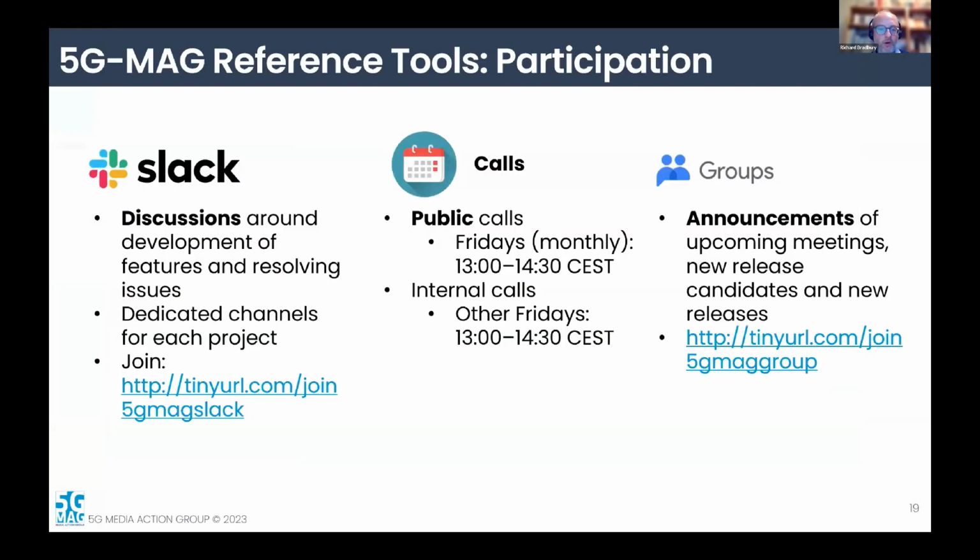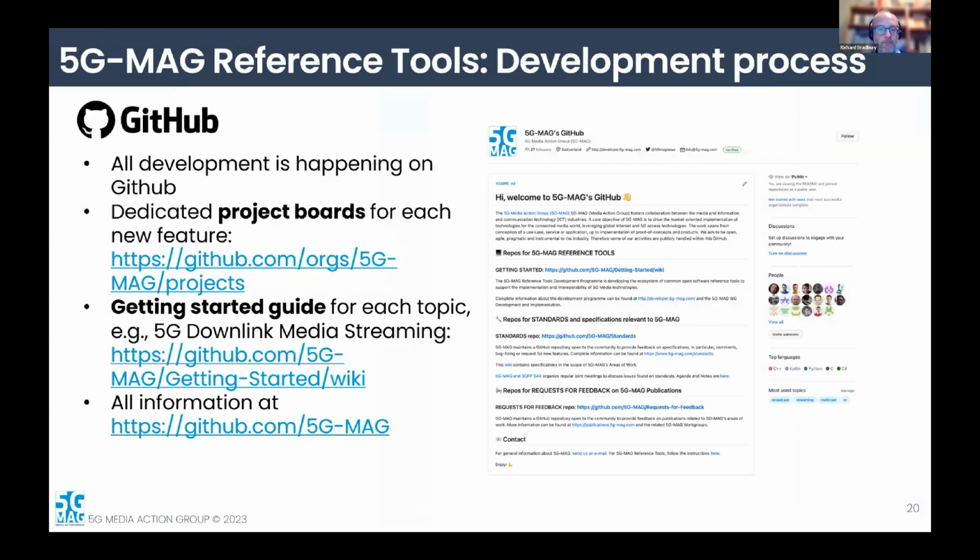This is the way that we're organized. We have a Slack instance and various different channels where we chat about stuff. We have some calls. There's a public one, which is going to monthly cycle next year, I believe, all on Friday. And then the other 3 Fridays of the month, we have internal calls for 5G-MAG members. And we also have Google Groups where we make announcements. And then lastly, we have organized our development around GitHub. So we have project boards with various different projects on, and there's a nice link there to some getting started material if you want to get involved.